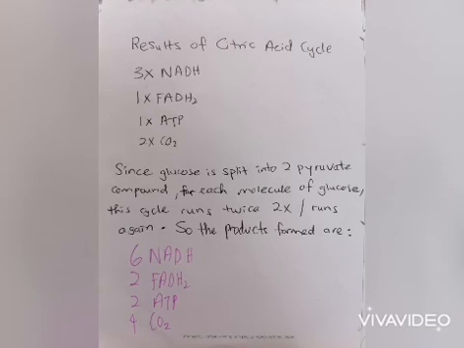So for every acetyl-CoA entering the cycle, it will produce 3 NADH, 1 FADH2, 1 ATP, and 2 carbon dioxide. Since glucose is split into 2 pyruvate compounds for each molecule of glucose, this cycle runs twice. So the products formed are 6 NADH, 2 FADH2, 2 ATP, and 4 carbon dioxide. All NADH and FADH2 are next fed to the electron transport chain.